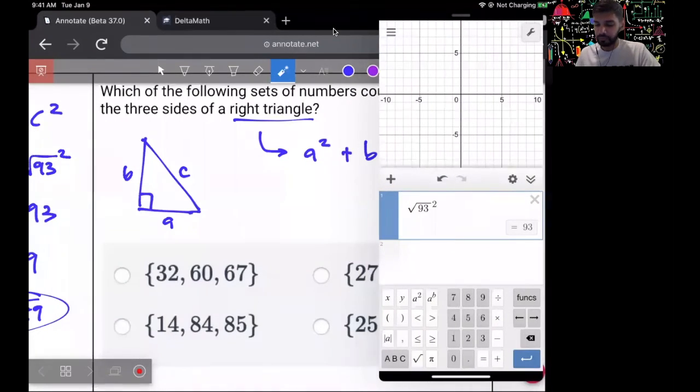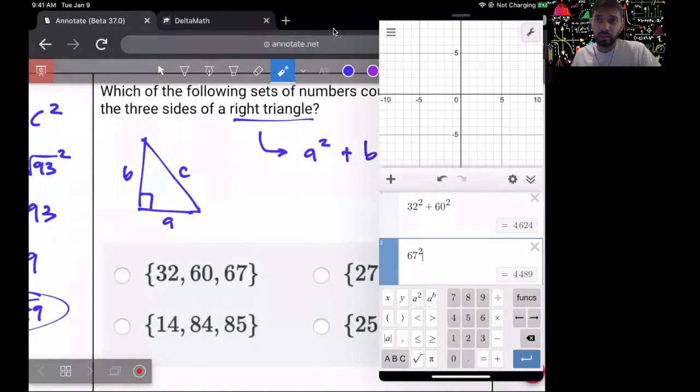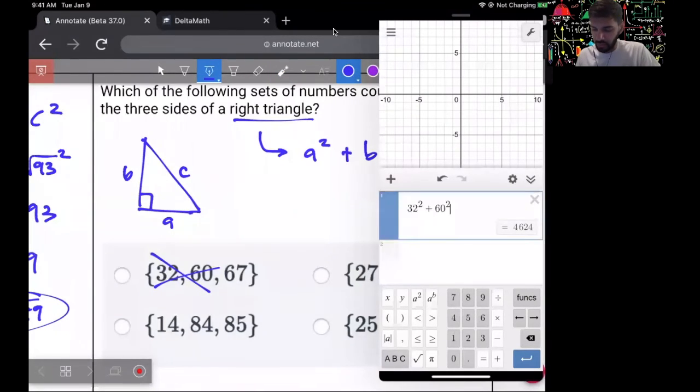So what I could do is go into my calculator here, and let's check. I want the 2 shorter sides to be a and b. So in this first answer choice, I would check 32 squared plus 60 squared. So 32 squared plus 60 squared is equal to 4,624. And I would check the third number, the largest number, and I would square it, 67 squared. Those two should technically be equal to each other, but they're not for this one. So answer choice number 1 is incorrect. And I could go back and check the rest of my answer choices here.